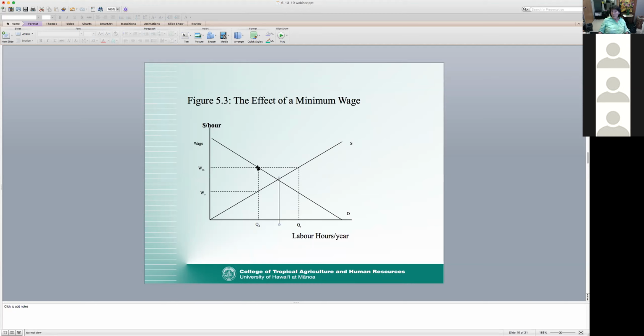But if I've got to pay the minimum wage up here, then I'm probably going to hire this person who also lives in the Leeward Coast, but now works in Waikiki, has experience, knows how to show up to work on time, and on and on. So they are in fact worth WM. So this person I'm going to value at WM, and this hardcore unemployed person I'm going to value at WA. So it really depends on what person gets the job.